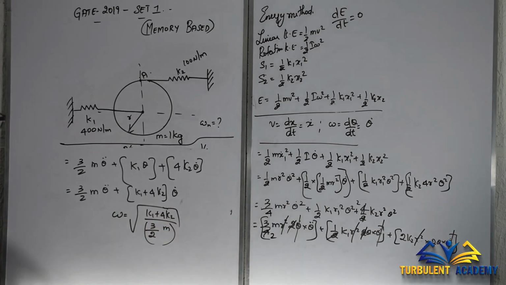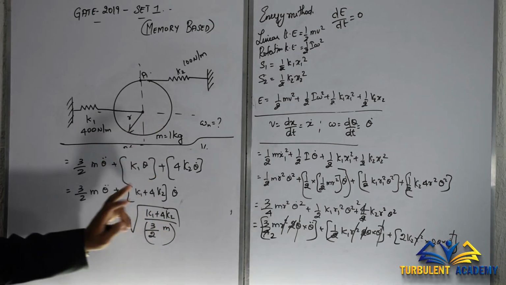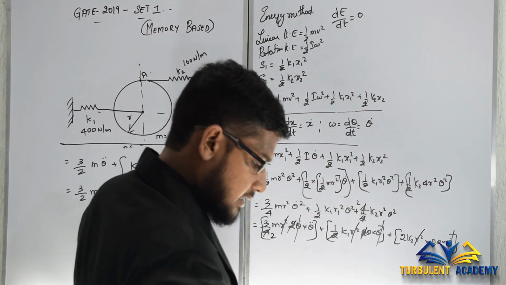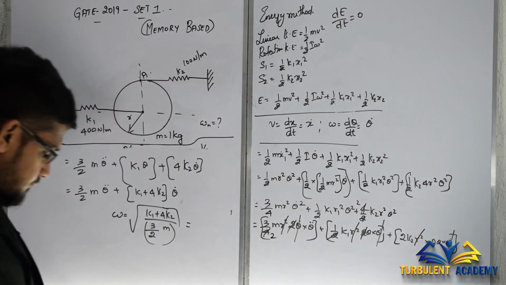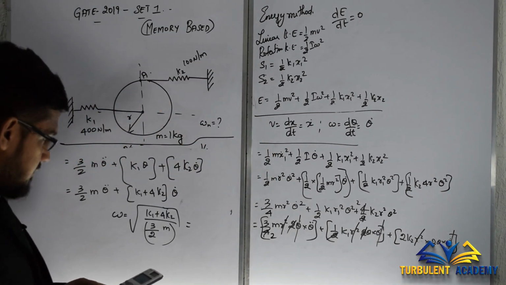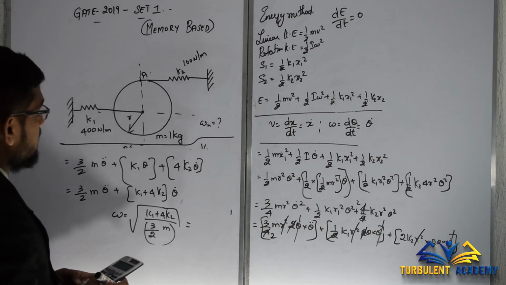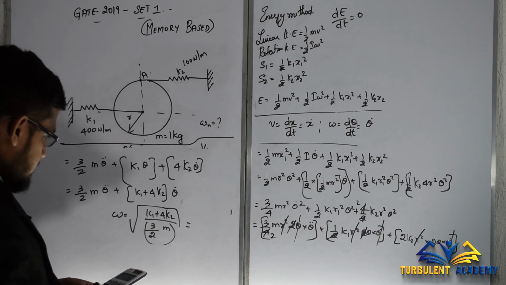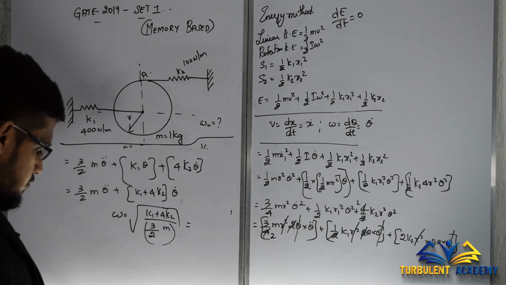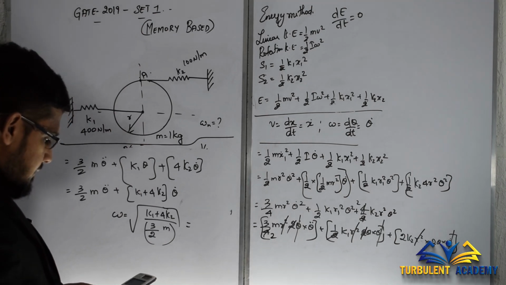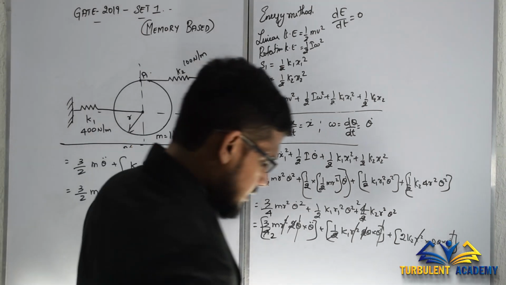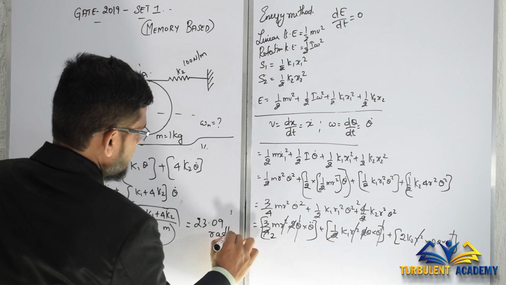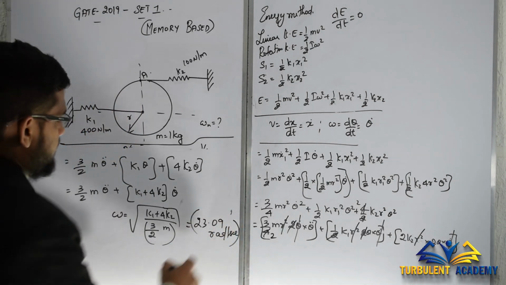Okay, so we have got everything. So k1 is there, k2 is there, m is there. After substituting we get 2 into 400 plus 4 into 100, 4 into 100, okay, 4 into 400. So 2 is there, into 2 divided by 3, root of answer is going to get me 23.09 radians per second. So hope you have got the point.